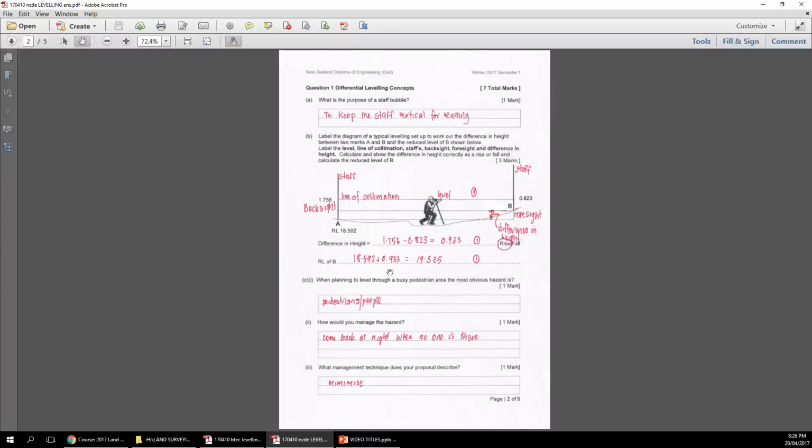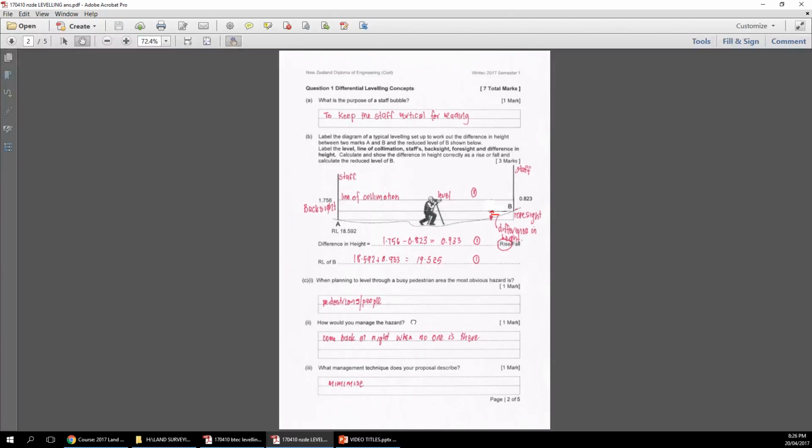Where a lot of people went wrong is getting the RL of B. To get the RL of B, of course, you use the difference in height, the rise and fall. A lot of people used this number here, 0.823, for some reason, but no, it's 18.592, the RL of that, plus or minus the difference in height. In this case it was a rise. So yeah, that's what the rise or fall means.